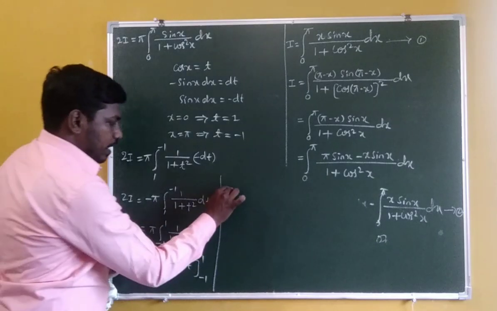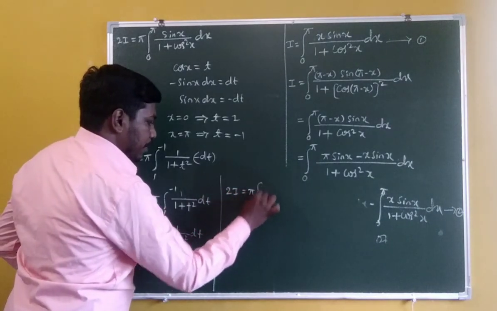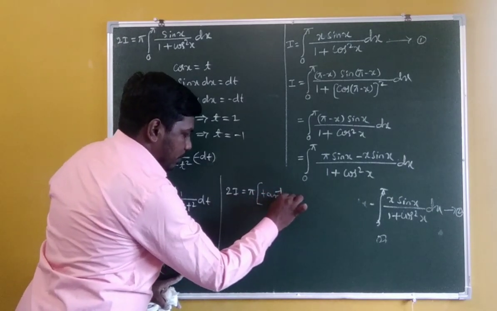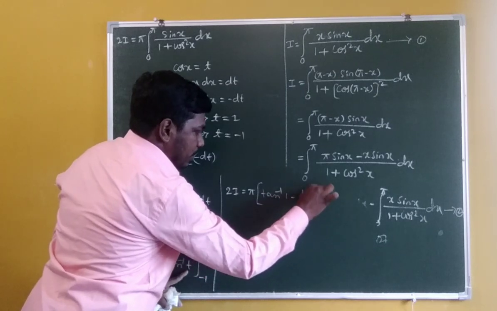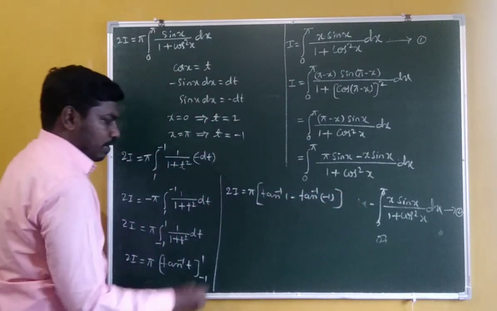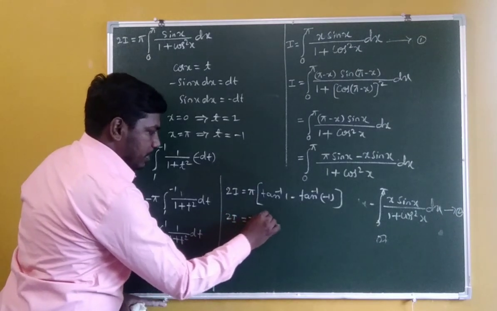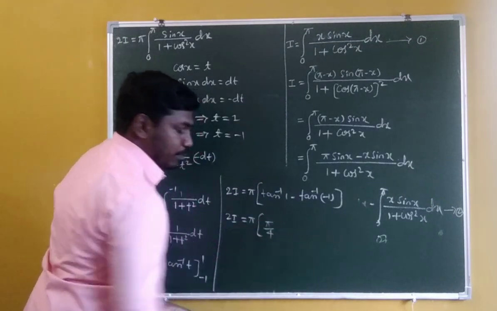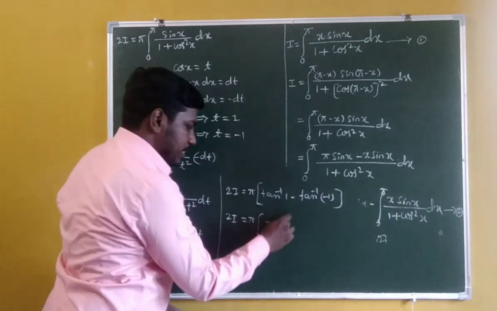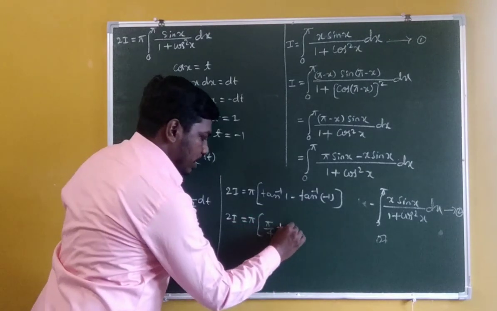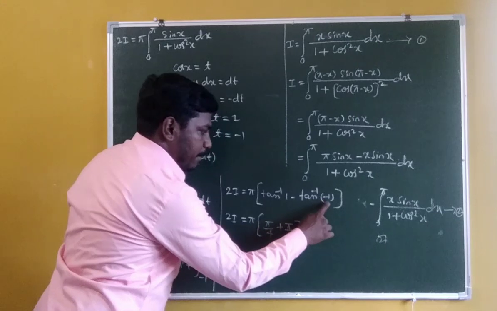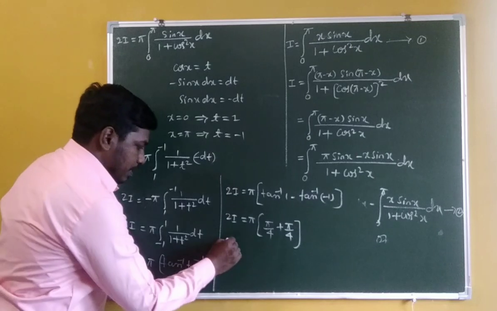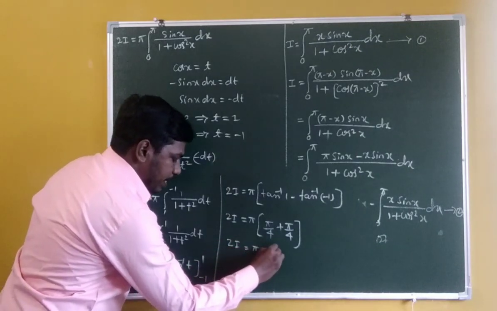Okay, apply the limits. So 2i is equal to pi into tan inverse 1 minus tan inverse of minus 1. Tan inverse 1 is what? Pi by 4. And tan inverse of minus 1 is minus tan inverse 1. Minus into minus is plus. So tan inverse 1 is pi by 4. According to the property of inverse trigonometric functions, pi by 4 plus pi by 4 is pi by 2. So 2i is equal to pi into pi by 2.